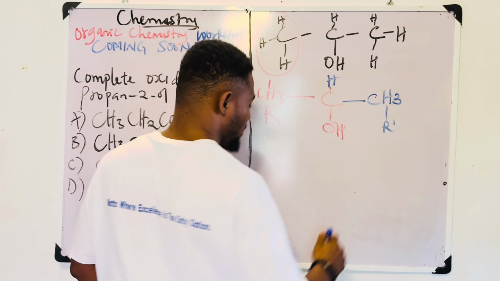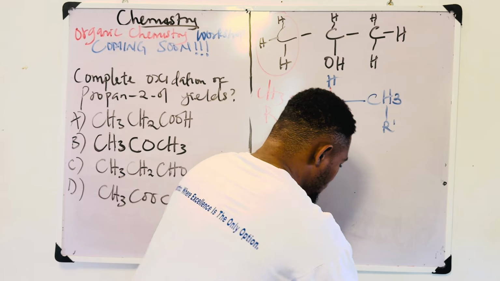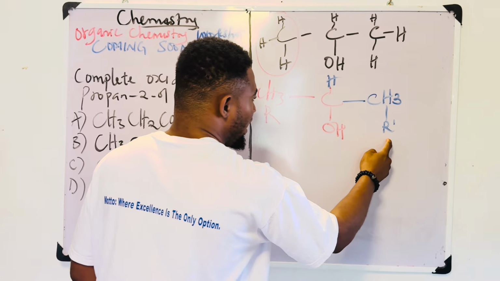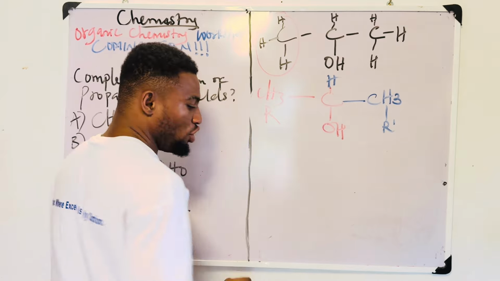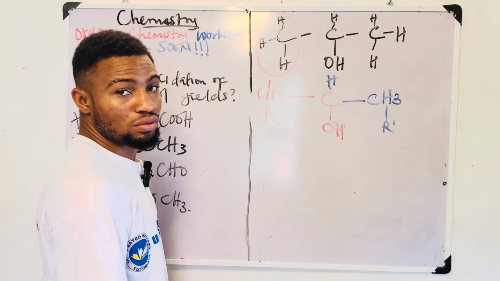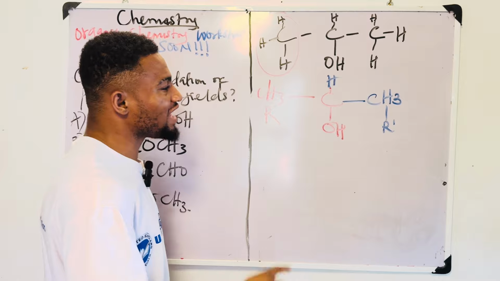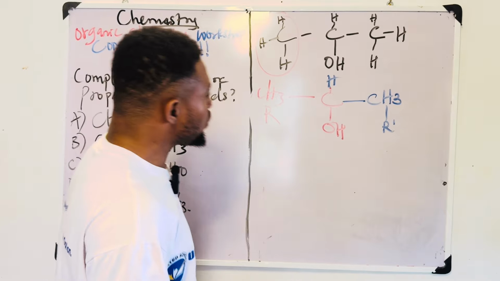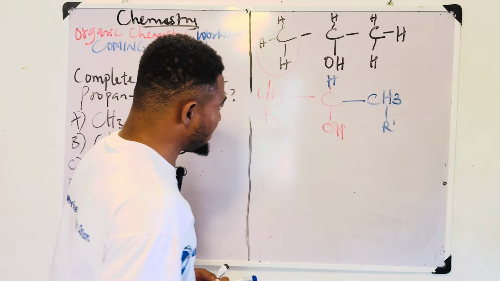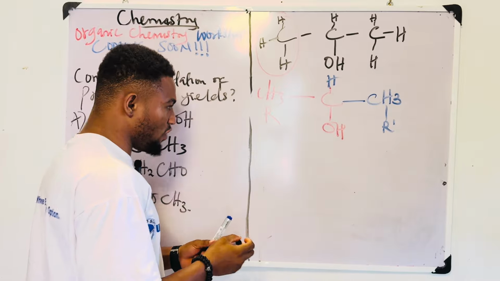Now, how many alkyl groups are here? One alkyl group, and a second alkyl group attached to the central carbon atom. So this is a secondary alkanol. So it will be oxidized to what? Alkanone. And so let's oxidize it. Let's see what it will give us.